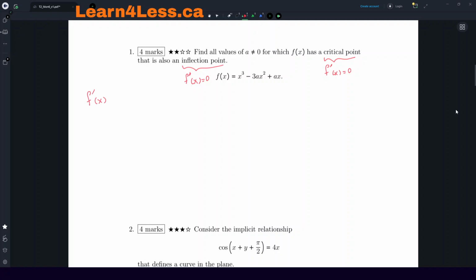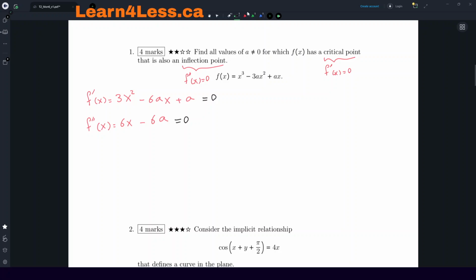F prime of x is the first derivative of the function, which here we see the function is very simple, just several power functions. So we just apply power rule here. It would be 3x squared minus 6ax plus a, and the second derivative would be 6x minus 6a. To find inflection point or critical point, we set each of them equal to 0.